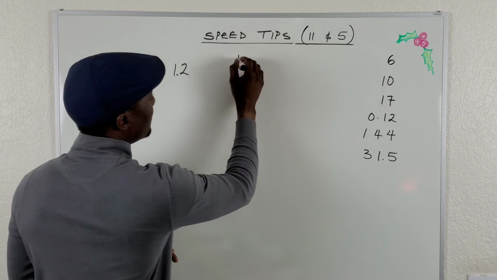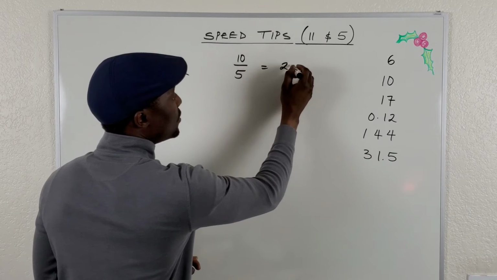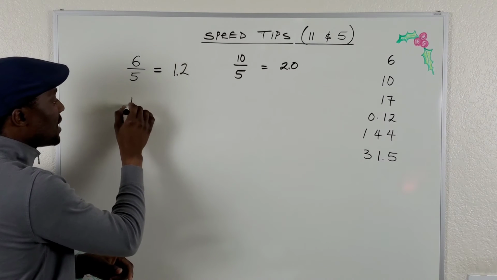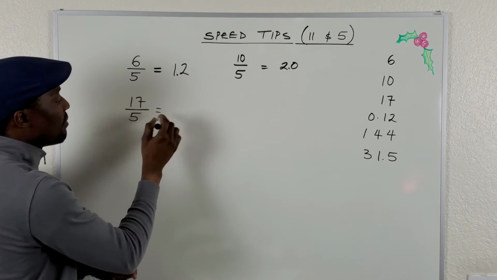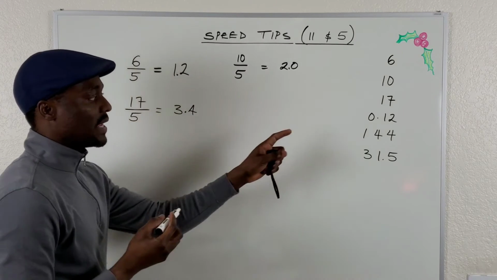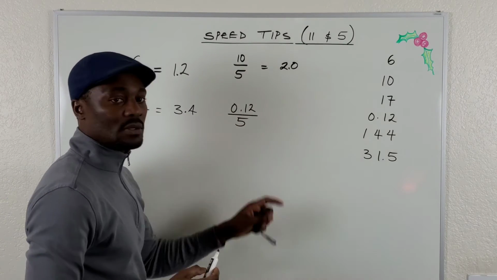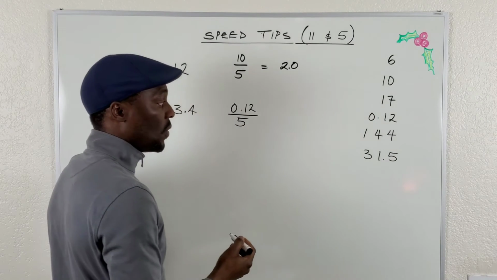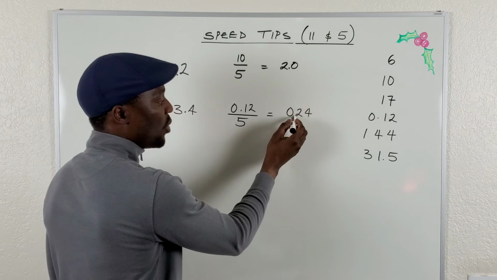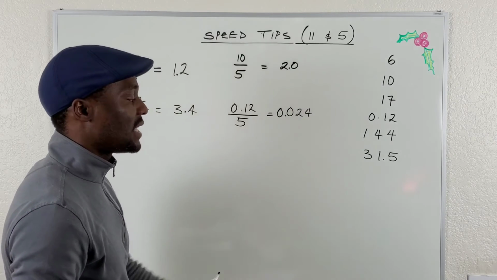Let's go to the second one. So I'm trying to divide 10 by 5. I'm going to double 10. That's 20. So my answer is going to be 20, but the decimal point has to be here. That's 2.0. I go to the next one. It's 17 divided by 5. Well, I'm going to double 17. It's 34. That's 3.4. I go to the next one. 0.12 divided by 5. Well, I'm going to double 0.12. It's going to become 0.24. So instead of writing 0.24, I'll put the point behind the 0, because I have to move the decimal point one more position, and that's the faster way.